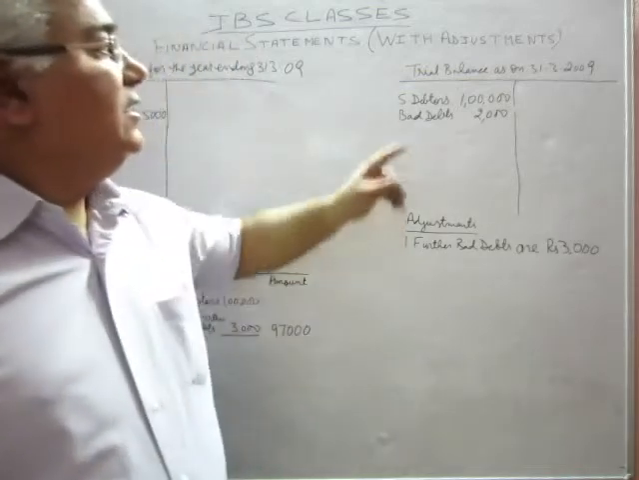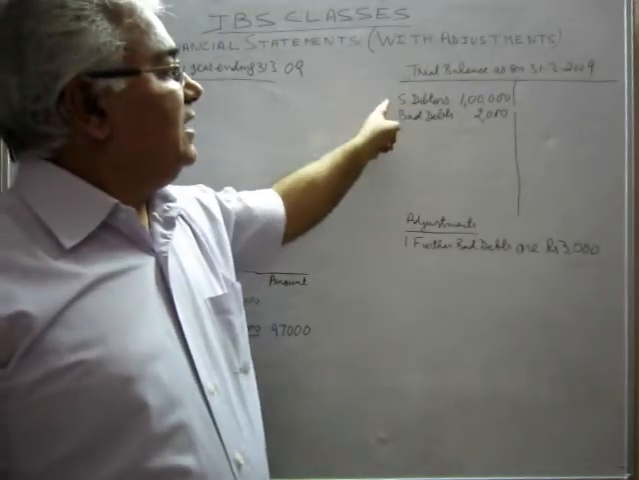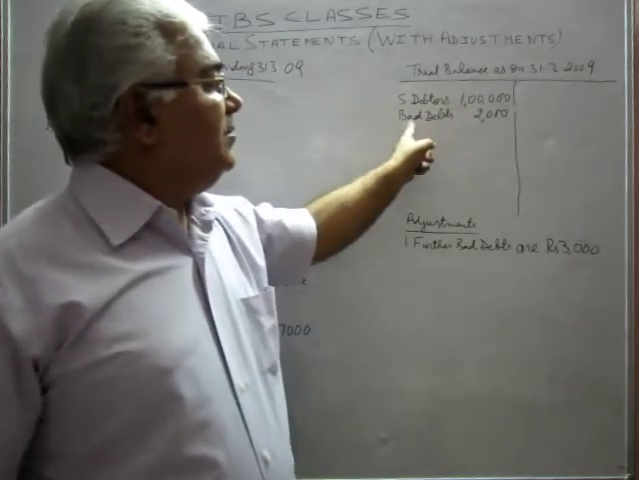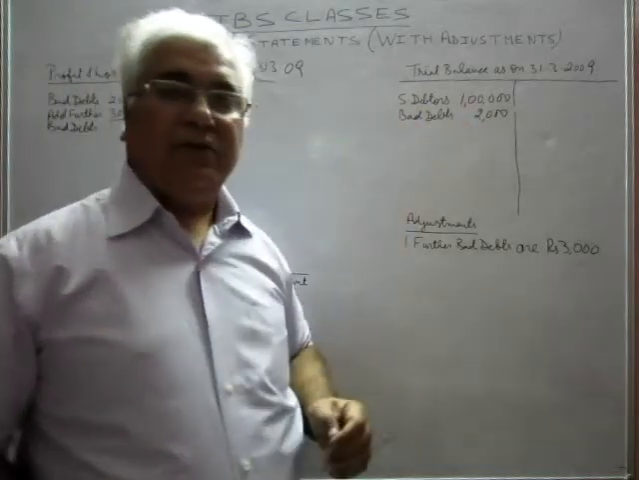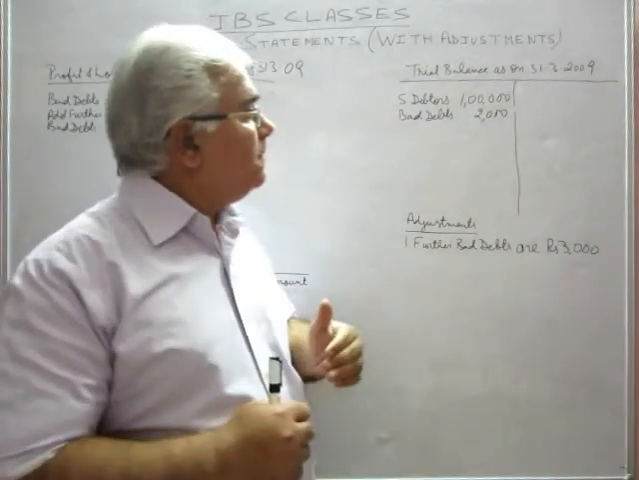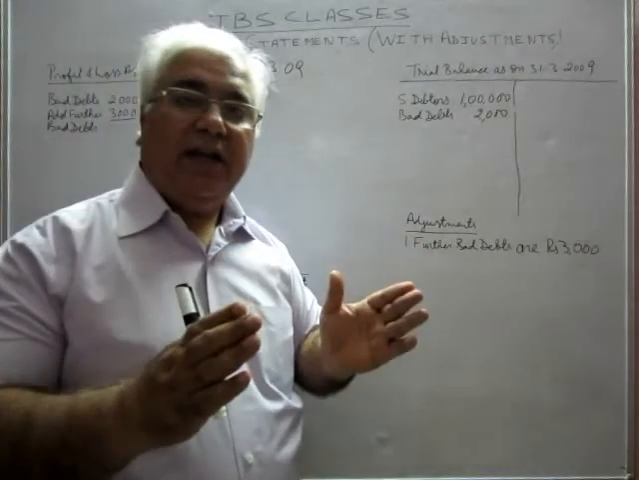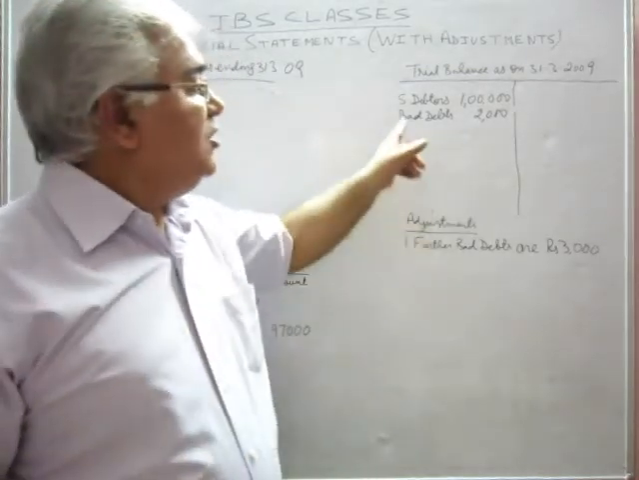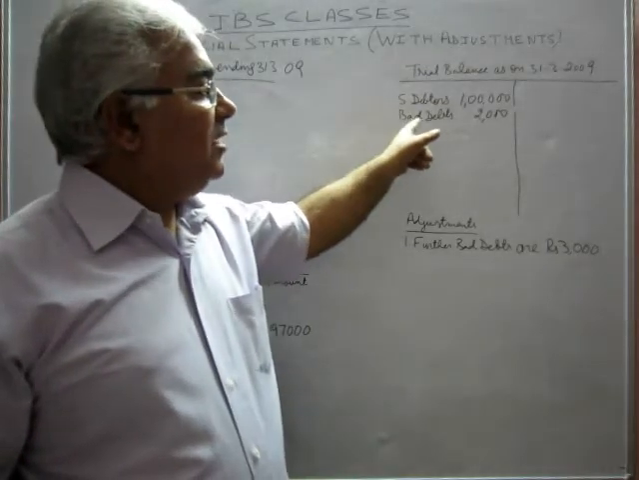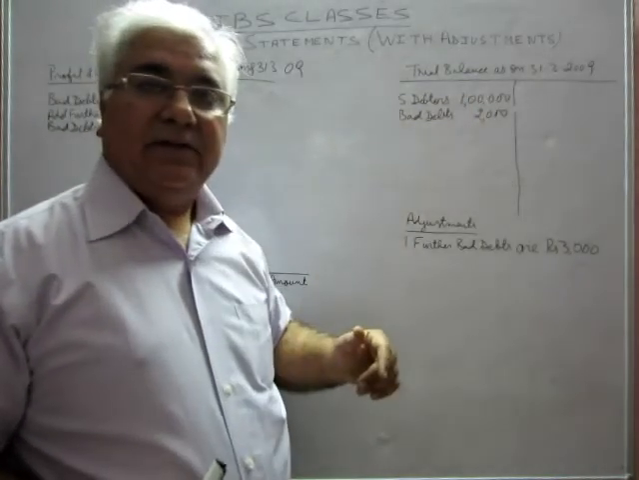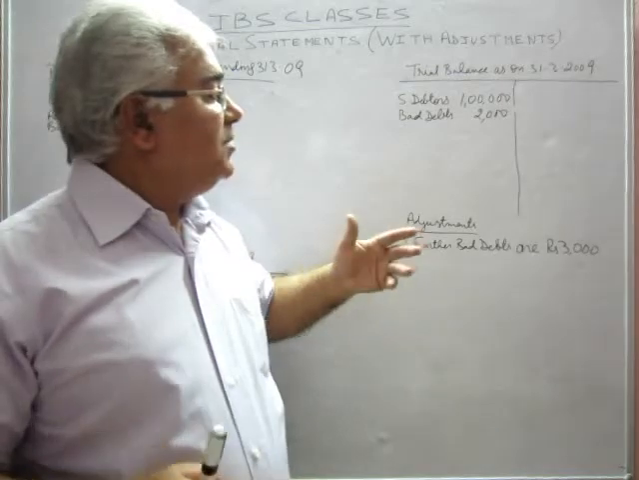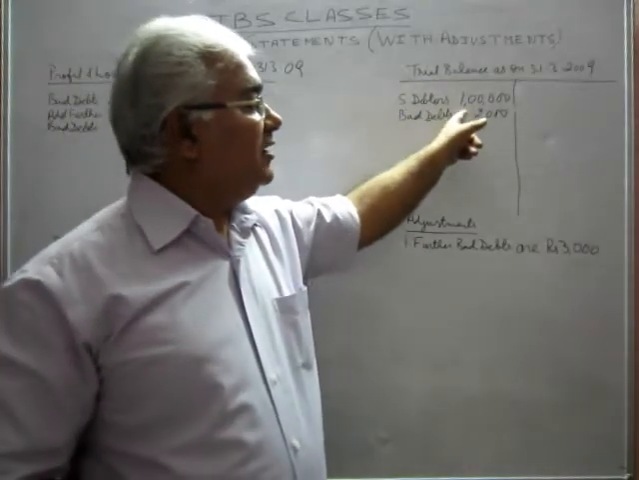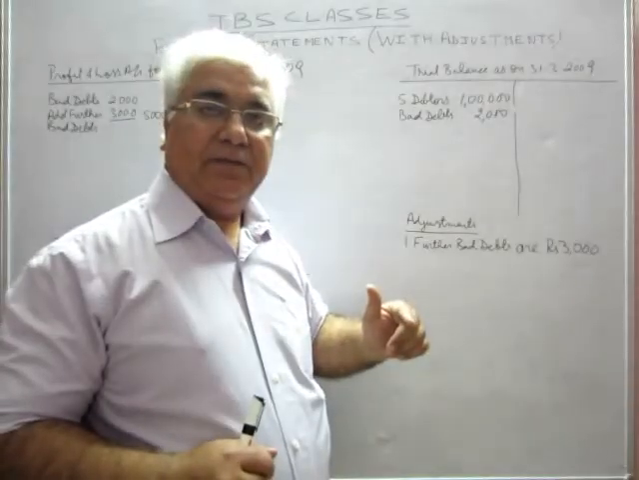Okay, let us see. In the trial balance, debtors are given at 1 lakh and bad debts are given at 2000. What does it mean? It means that a journal entry bad debts to sundry debtors has been passed for 2000 rupees. That's why they appear in the trial balance. That means before passing this entry, sundry debtors were worth 1,02,000.